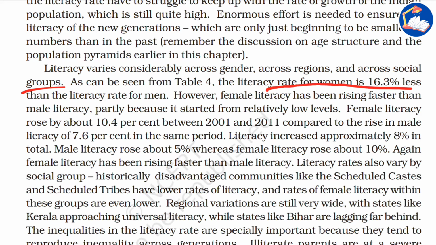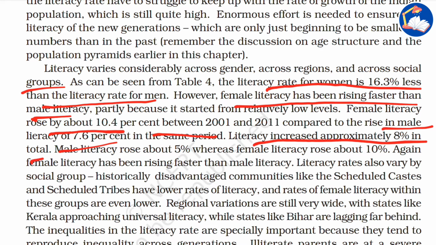The literacy rate of women is 16.3% less than that of men. However, female literacy has been rising faster than male literacy. Female literacy rose about 10.4% between 2001 and 2011 compared to the rise in male literacy, that is 7.6% in the same period. Literacy increased approximately 8% in total. Male literacy rose about 5%, whereas female literacy rose about 10%. Again, female literacy has been rising faster than male literacy.